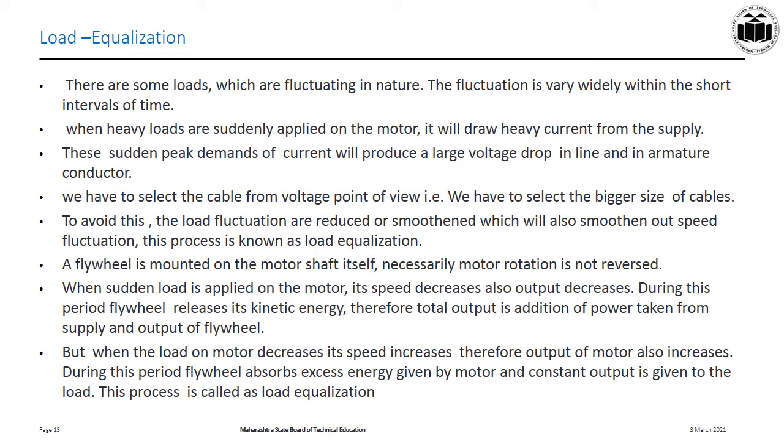How is it smoothened out? This process is known as load equalization, and this is done by a device known as a flywheel. The flywheel is mounted on the motor shaft itself. A necessary condition is that motor rotation should not reverse. When a sudden load is applied on the motor, its speed will decrease and the output also decreases. During this period, the flywheel releases its kinetic energy. Therefore, total output is the addition of the power taken from the supply plus the output of the flywheel.